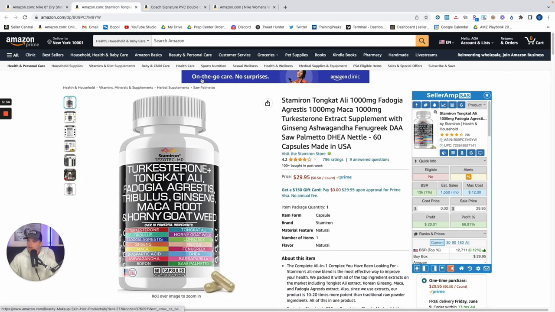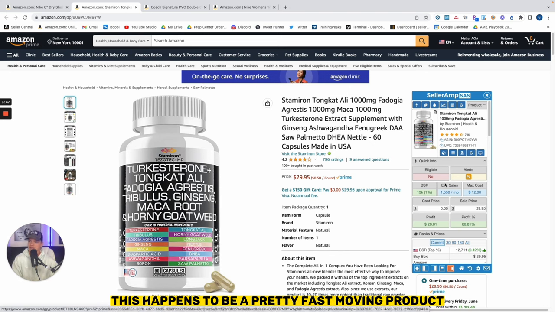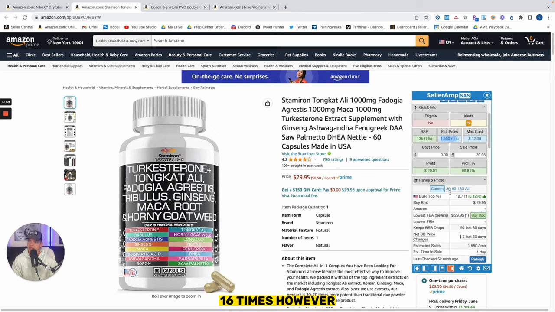Second one, velocity is going to be a big thing when we are making our decisions, right? We need to have some sort of idea in terms of how much a product is going to sell, because we use that to obviously forecast how many we're going to buy. Now, in this case, this happens to be a pretty fast-moving product, 1,600 times.